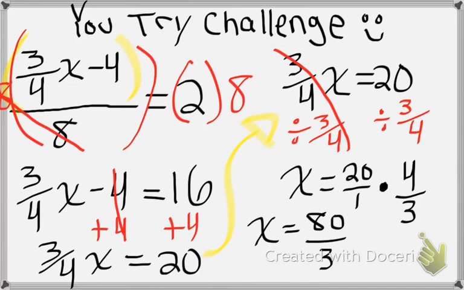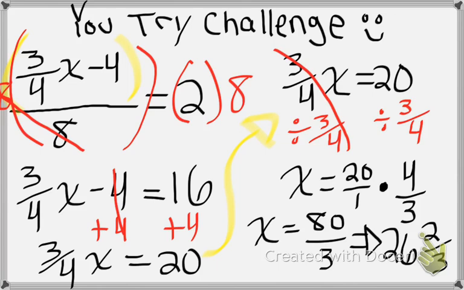So take a moment to convert that to a mixed number. Alright, so 3 goes into 80 26 times, and it gives it a remainder of 2. So 26 and 2/3. That's going to be our final answer. X equals 26 2/3. That is the final answer to this question.